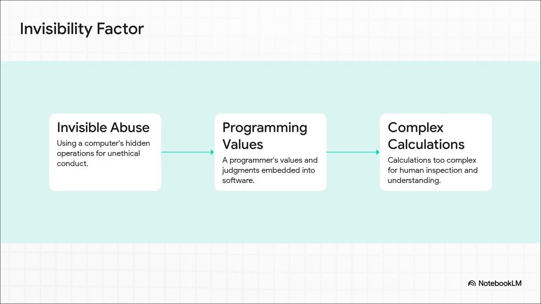So Moore broke this down into 3 types of invisibility. First, there's invisible abuse, where a harmful action is literally hidden inside the computer code. Second, invisible programming values. This means a programmer's own biases can get baked right into the software without them even realizing it. And third, you have invisible complex calculations. These are algorithms that are so complicated, we can't possibly check the math ourselves. We just have to trust that they're working correctly.